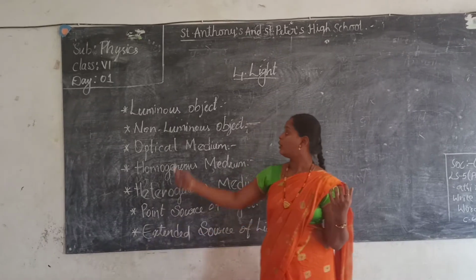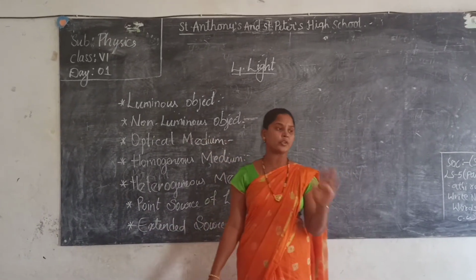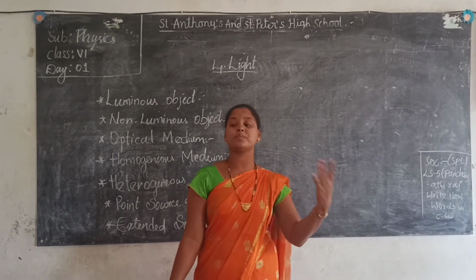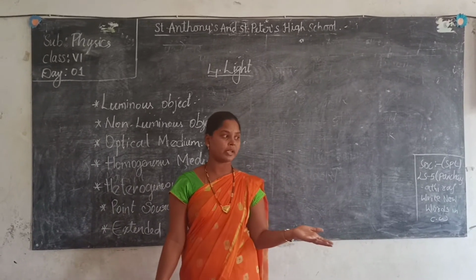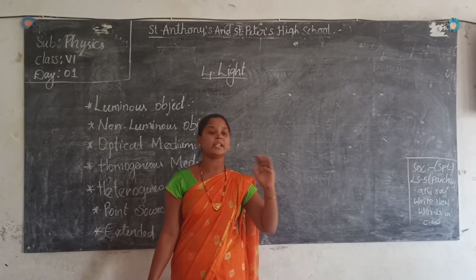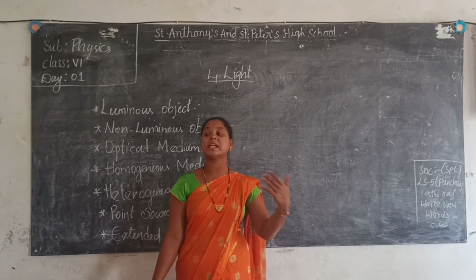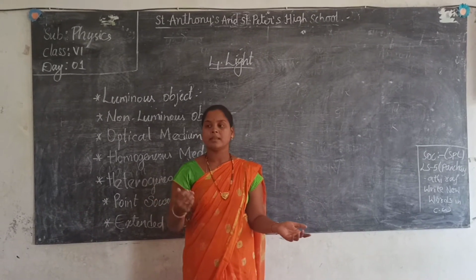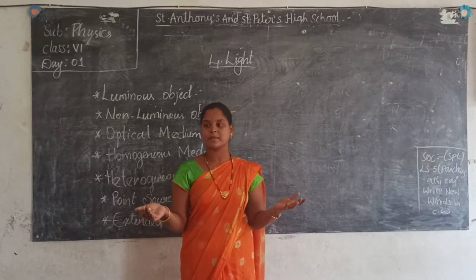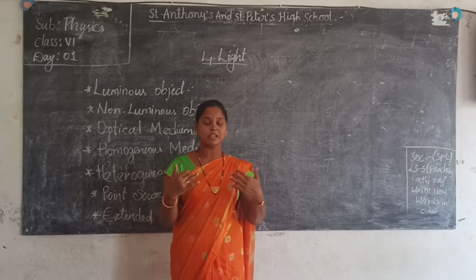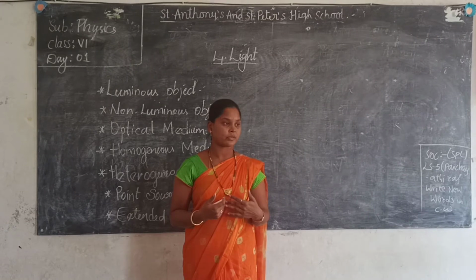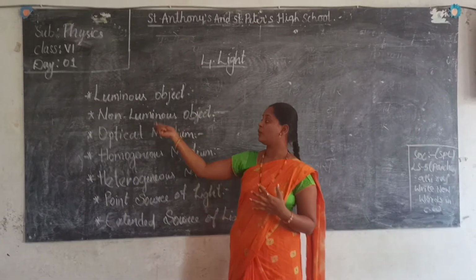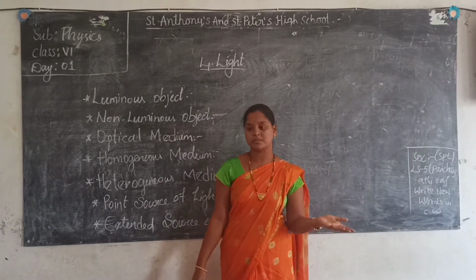Non-luminous objects means what? Which do not give any light, but reflect. Or we can see that object when light falls on it. Okay. Non-luminous objects do not give any light, but we can see them when light falls on them. Examples are chalk piece, moon. Even ourselves also, do we produce any light? No. But we are able to see when light falls on us. Here, luminous objects give light by themselves. Non-luminous objects do not give light by themselves.